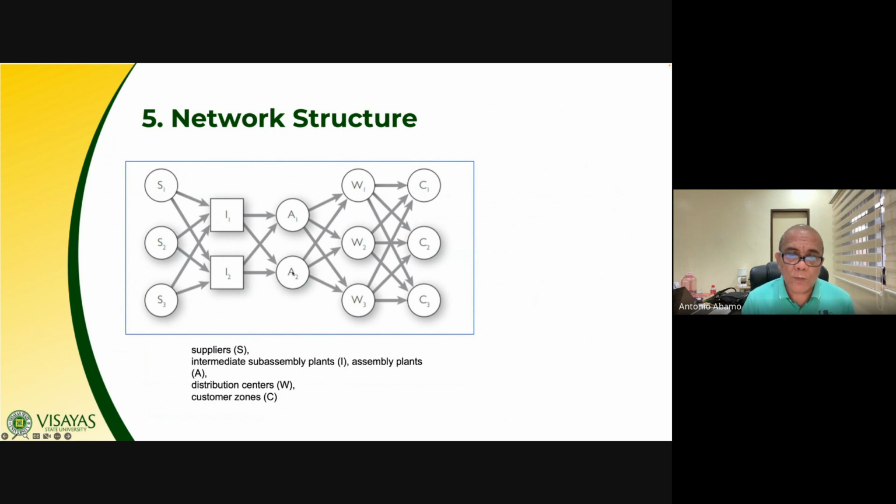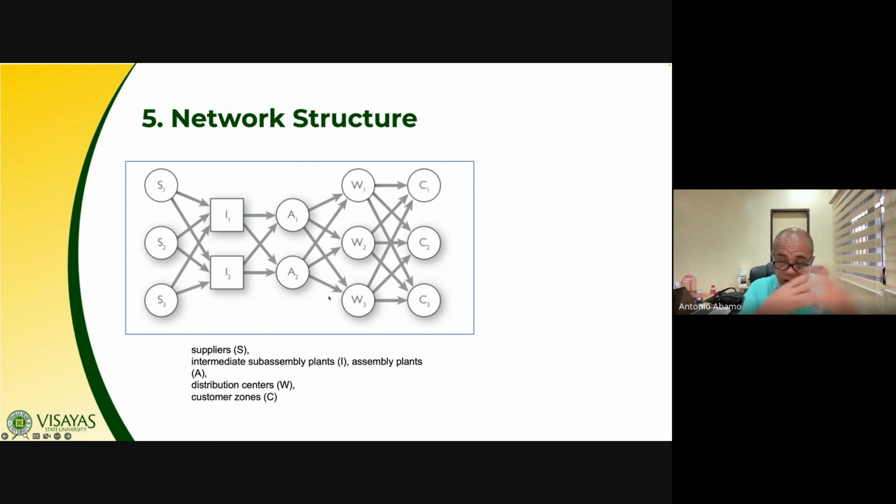It's a network of connection, exchanging products or goods in order to sustain their particular supply chain function. So for example, you have supplier one to I one, and then to A one, and then to W one, and then to C one. But actually, supplier one is also supplying, say for example, entity one, and both A1 and A2 are also supplied by I2. So this is a network chain.